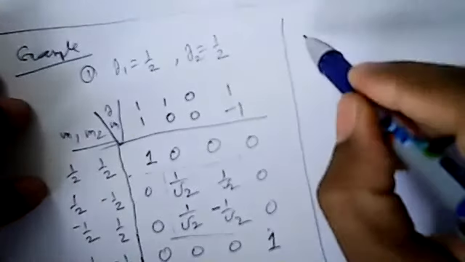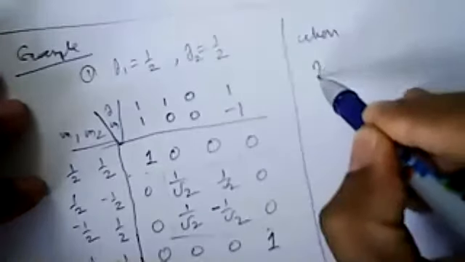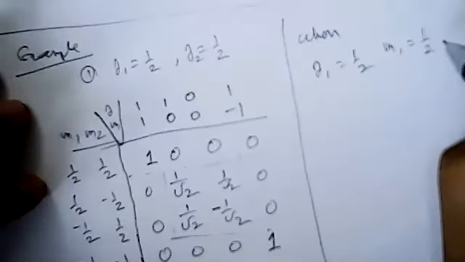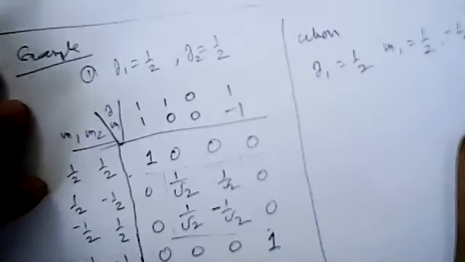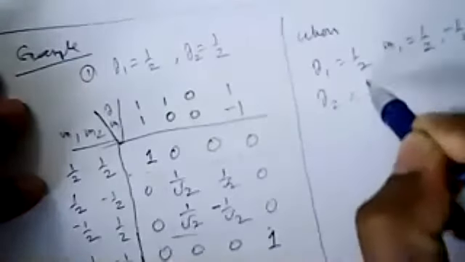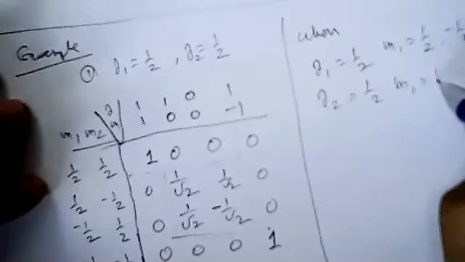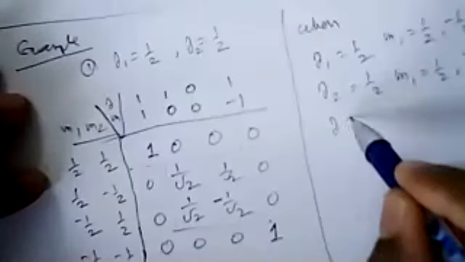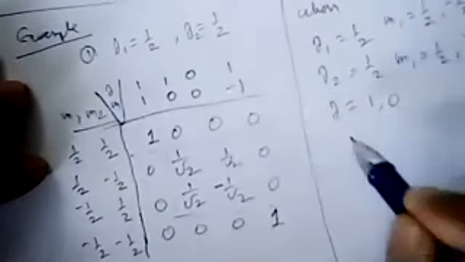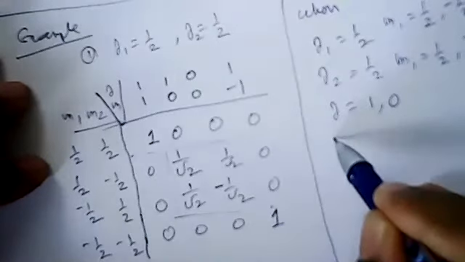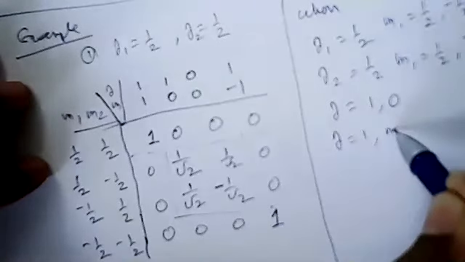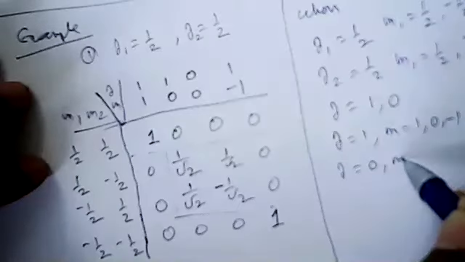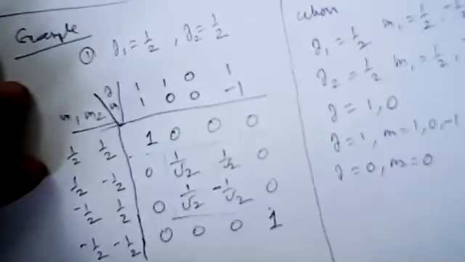I will simply write, when J1 equal to half, M1 equal to half, minus half; J2 equal to half, M2 equal to half, minus half. So J equal to 1, 0. When J equal to 1, M values are 1, 0, minus 1. When J equal to 0, M equal to 0.